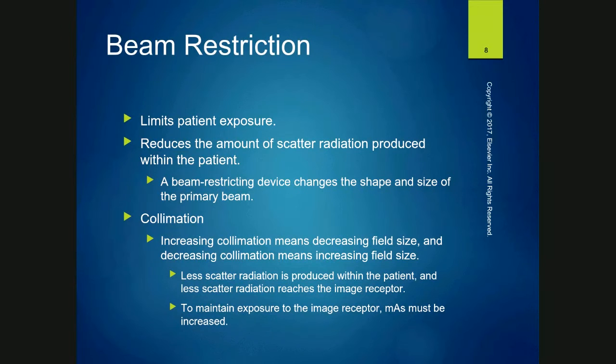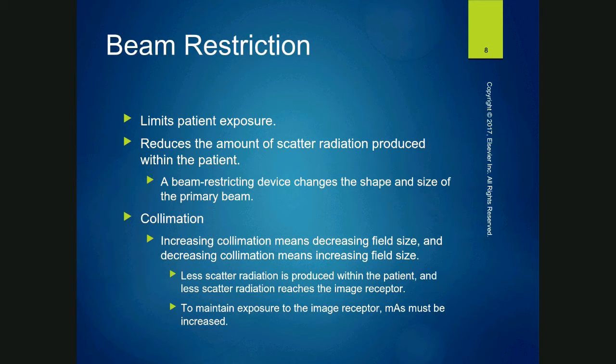What do we got here? Less scatter radiation is produced within the patient. Less scatter reaches the IR. But when you do collimate, because not as many photons are getting to the patient, you do have to increase your technique. We used to have math for this. There was a collimation factor, and if you went from a 14 by 17 to a 10 by 12 or something, you had to multiply your technique by like 1 1/4. You guys don't have to know that, okay? So don't freak out about it.